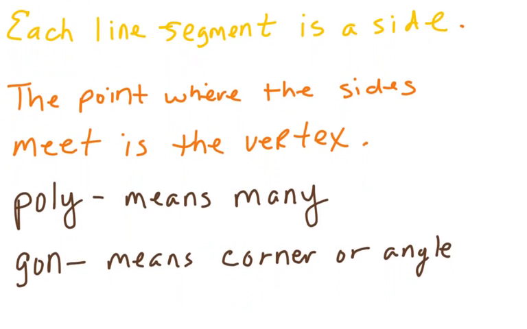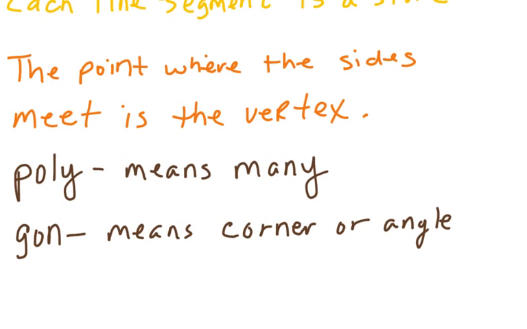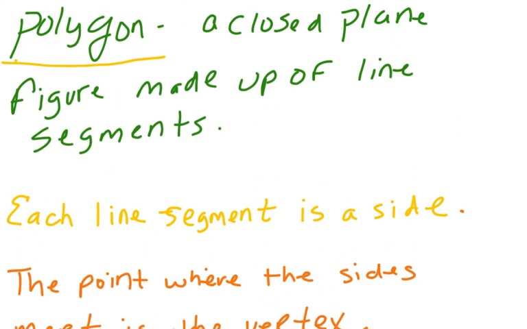Now let's break down the word polygon. Poly comes from the Greek word that means many, and gon means corner or angle, because when sides meet, they form a corner or an angle.